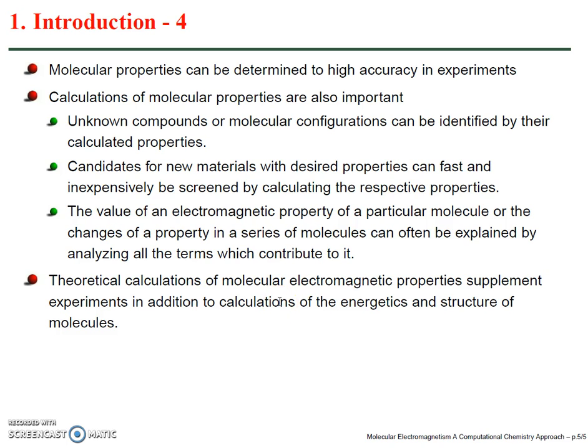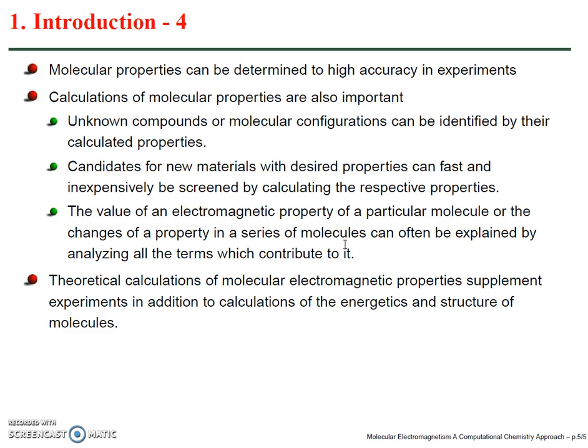Secondly, let's assume we want to design new molecules with tailor-made properties. Let's take, for example, color. We want to design a molecule with a particular color. The traditional way, of course, is to synthesize a lot of different molecules and see whether they have this property. A much cheaper and faster way would be to first calculate the color, the absorption spectrum, of different candidates, and if they have the desired property, then we can always synthesize them afterwards.